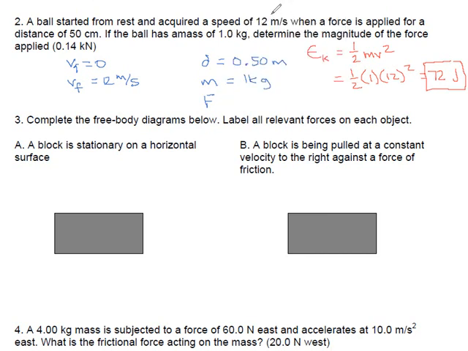When you do work on something, you either give it energy or you take energy away from it, and in this case, the ball started with no kinetic energy. It was immobile, and it sped up to where it had 72 joules of energy. So we know that the work done by this force, which is force times distance, has to come out to 72 joules. Well, we don't know the force, but we know that the distance was 0.5 meters, and the product of those two has to be 72 joules. Divide by 0.5, and you find that the force is 144 newtons.